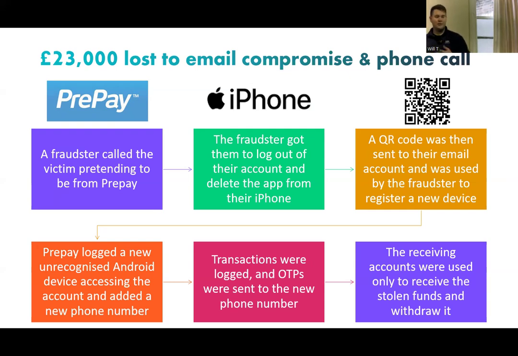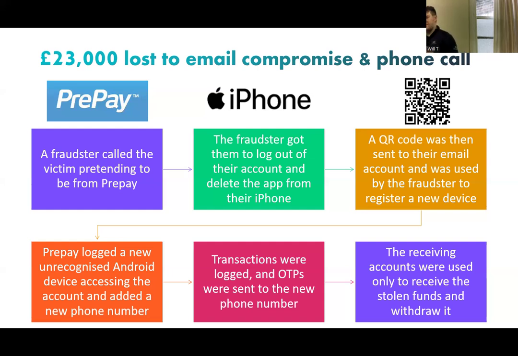Basically they were just tricked into providing the fraudster with their login credentials. They sent them a QR code over email, and then they just logged in and gave them their credentials. Then Prepay detected that someone had logged into that account from an unrecognized Android device. So the victim used an iPhone, the fraudster used an Android. That's one way to detect that it's malicious.